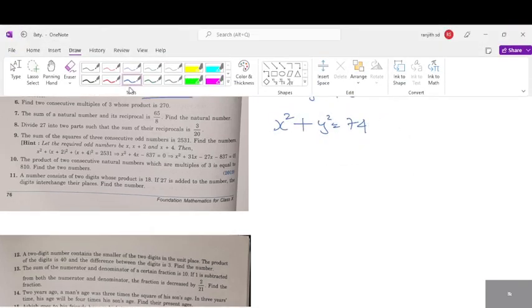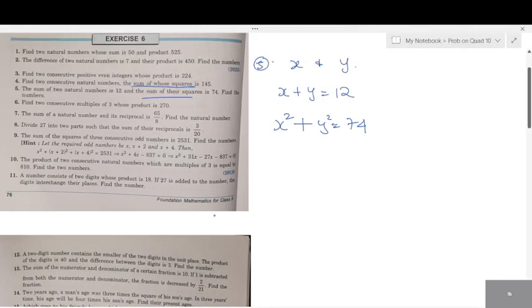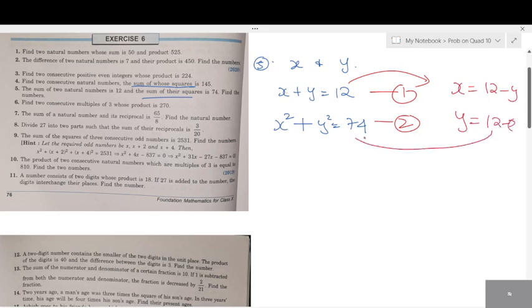Anyways, you're not going to write notes. See how quickly I'll solve each and every question. I'll solve it. x plus y is 12, and the sum of their squares is 74. Take any one value, either x or y. This is the first equation, and this is the second equation. From this, I'll take x: x is equal to 12 minus y. Or you can take y is equal to 12 minus x. Substitute here. Let me take x. In place of x, put 12 minus y the whole square plus y square is equal to 74.